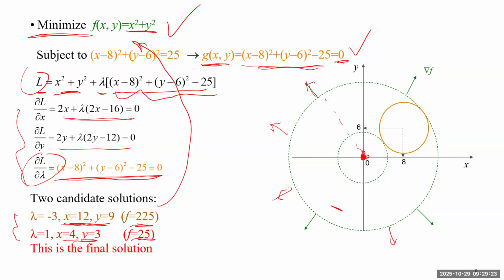So let's visualize what happened. So this is the feasible solutions. We need to stay around this circle to find where the cost function F will be minimized.